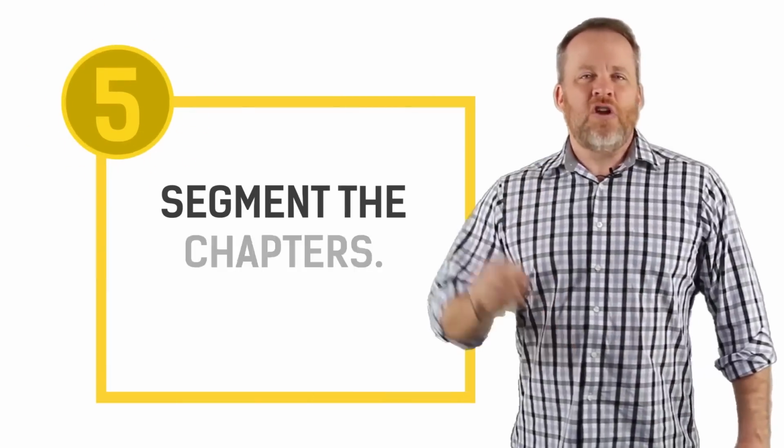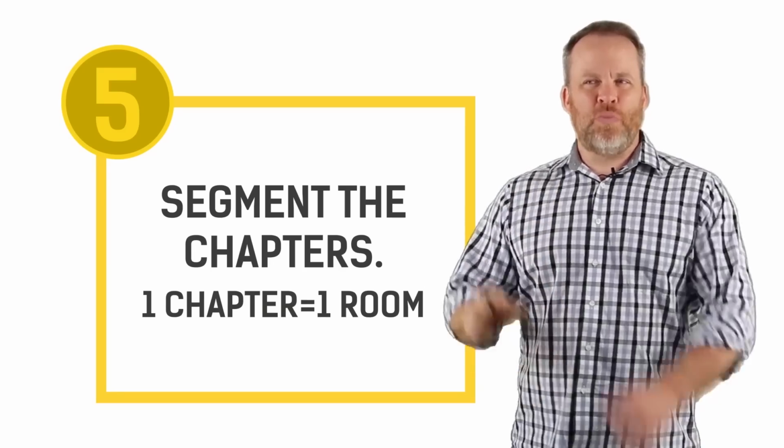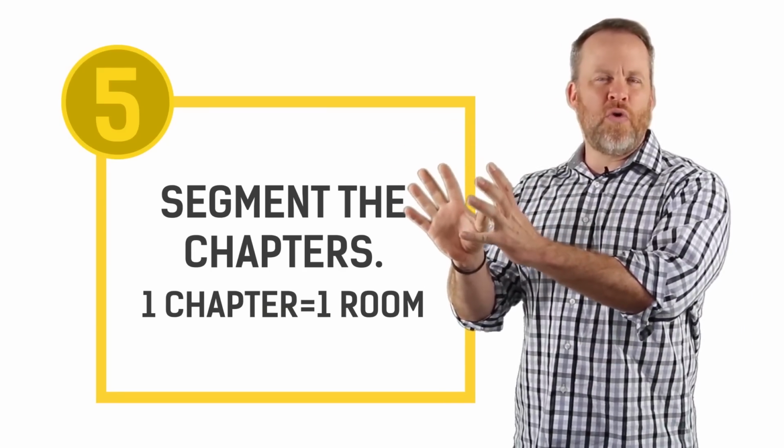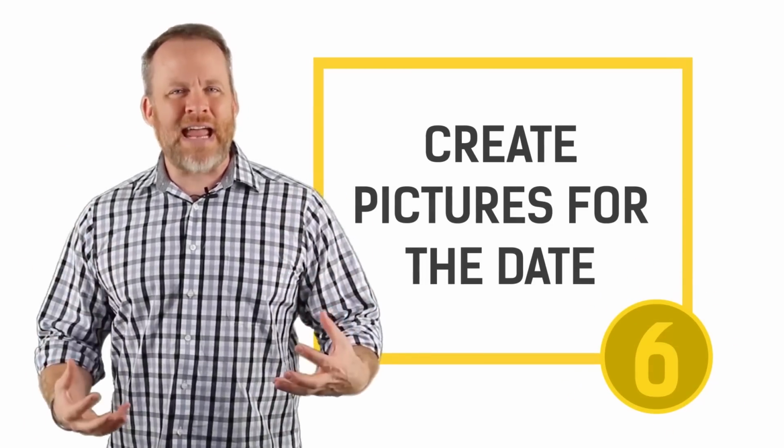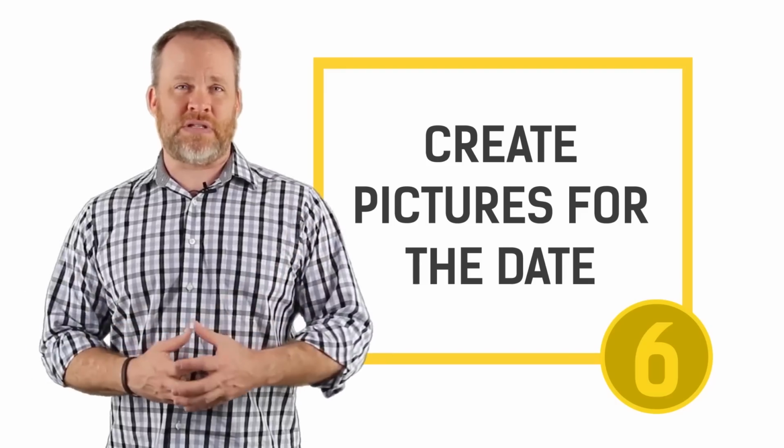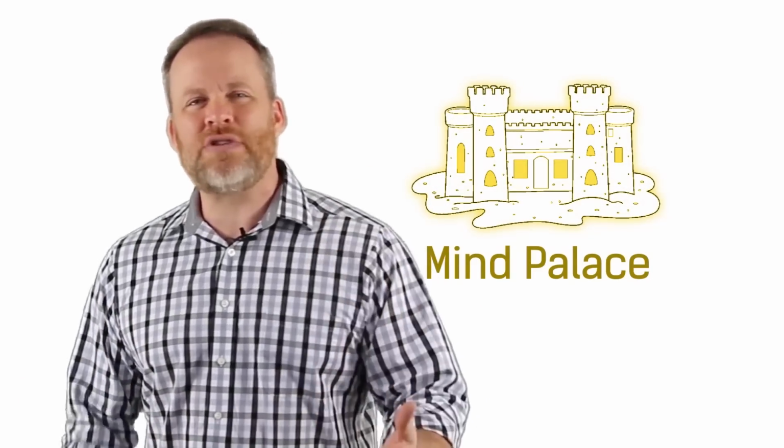Number 5, you segment the chapters. You put everything about one chapter in one room. And then finally, the optional 6th step, if you want to remember dates, you just need to create pictures for those dates. This is a simple method. It's called the Mind Palace. Sherlock Holmes used it in his books.